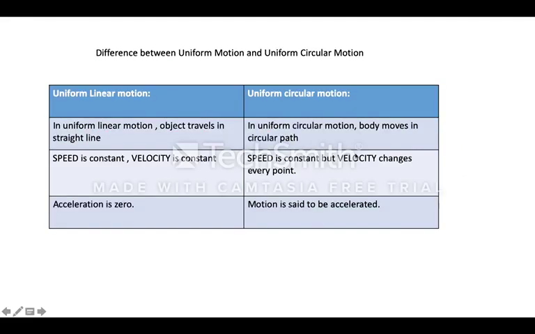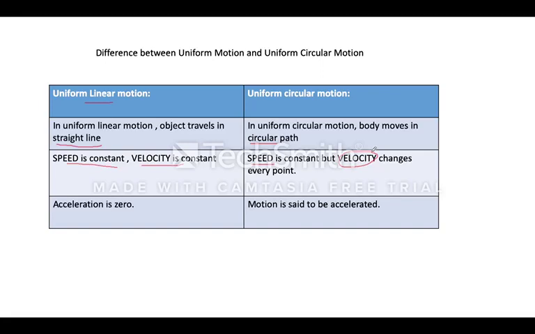Now at this point we need to differentiate between the uniform motion which we have learned for the rectilinear, which I have stated as uniform linear motion, and the uniform circular motion. The first difference is that in uniform linear motion the object travels in a straight line, that is rectilinear motion, whereas in uniform circular motion the object moves in a circular path. This is the definition. In uniform linear motion, the speed and the velocity both are constant, whereas in uniform circular motion, the speed is constant but the velocity keeps on changing.